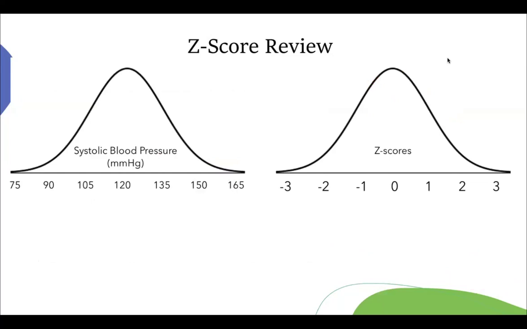I have two bell curves here. One measures systolic blood pressure, and you can see the values on the horizontal axis look like blood pressures. And the other one measures just z-scores in general, and you see these numbers on the horizontal axis are z-scores. For the systolic blood pressure, I have a mean and I have a standard deviation given. And for the z-scores, you can consider the mean z-score to be 0.